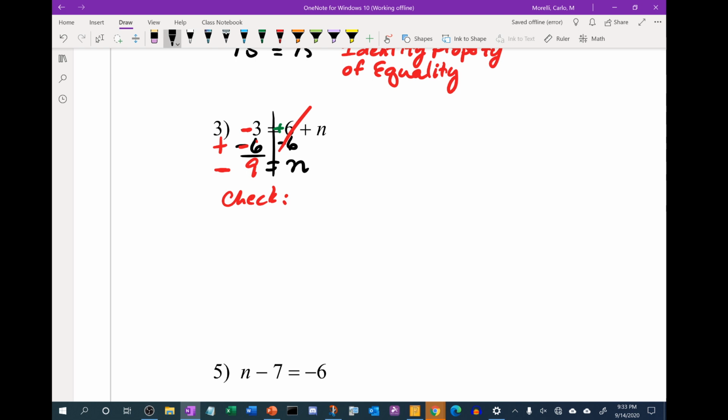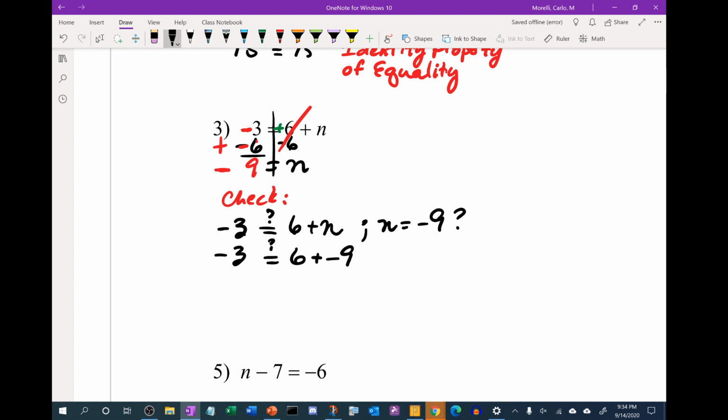You ready? Here's the question. Does negative 3 equal 6 plus n, where n equals negative 9? Well, let's substitute and find out. Negative 3 equals question mark 6 plus negative 9. Well, what is 6 plus negative 9? Negative 9 plus 6 is negative 3.